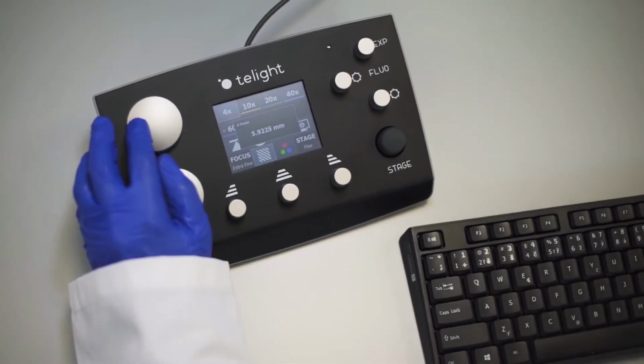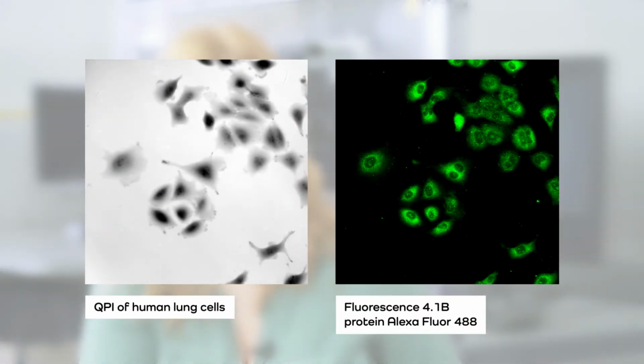So, do you use any fluorescence labels, or do you see these organelles without any label? Yes, because this microscope is multimodal, so for better analysis we can use the fluorescent mode.